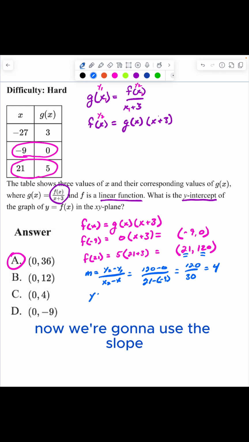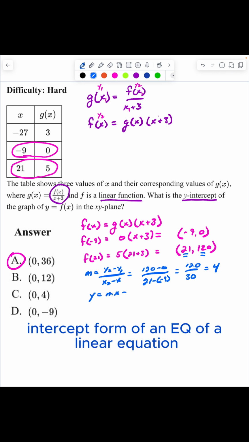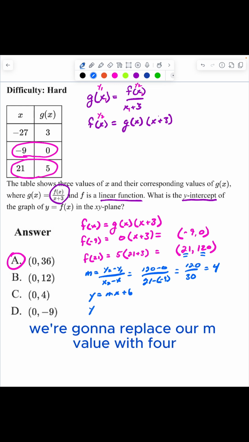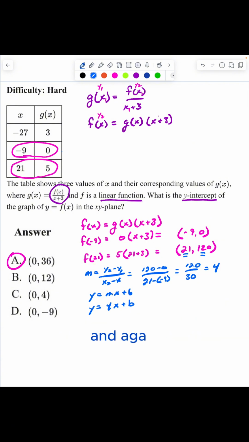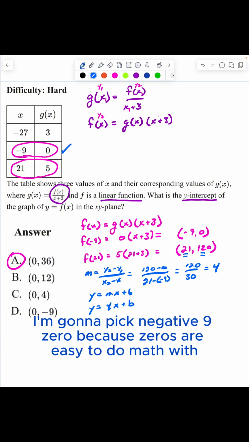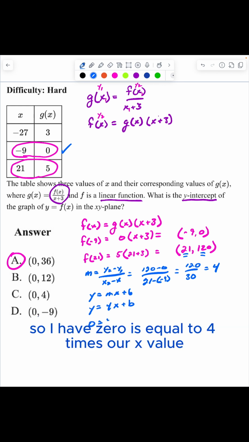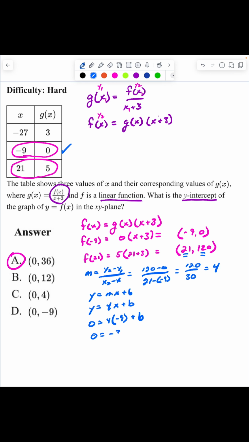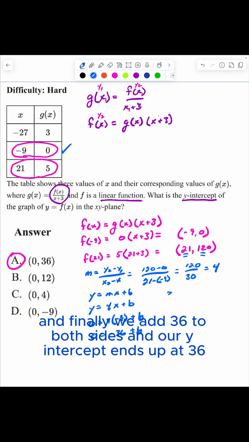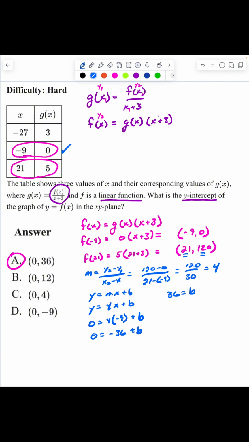Now we're going to use the slope-intercept form of a linear equation. We're going to replace our m value with 4. And then we're simply going to select a point to substitute for the x and y. And again, I'm going to pick negative 9, 0 because zeros are easy to do math with. So I have 0 is equal to 4 times our x value, which is negative 9, plus b. 0 is equal to negative 36 plus b. And finally, we add 36 to both sides, and our y-intercept ends up at 36.